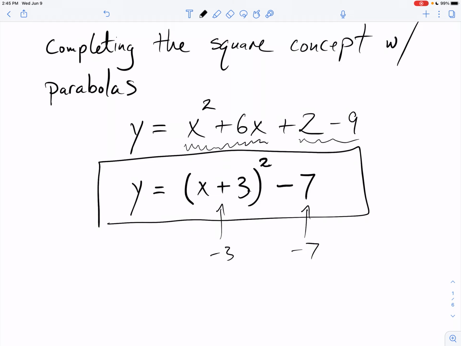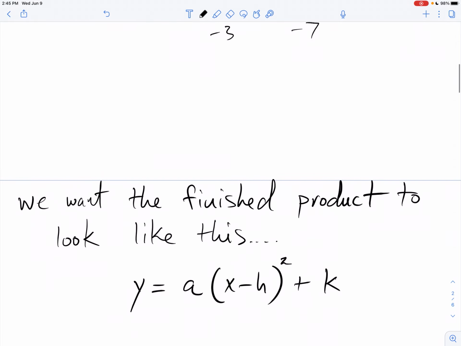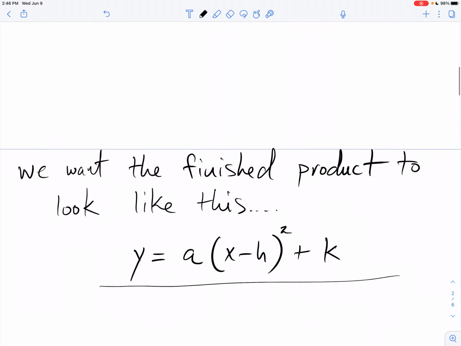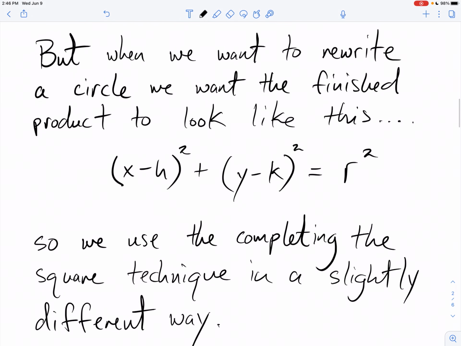But we have done this, and to do it, we use this trick, completing the square, because we wanted it to look like y equals a times (x minus h) quantity squared plus k. This is vertex form for a parabola. Well, when it comes to circles, this is what we want the final thing to look like. When we want to rewrite a circle, we want the finished product to look like this. This is the format for a circle.